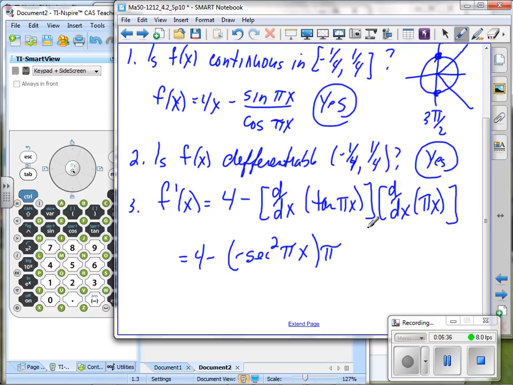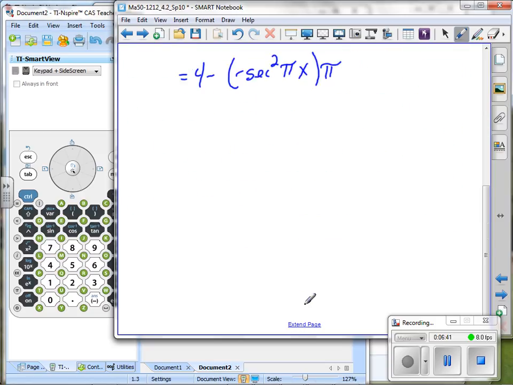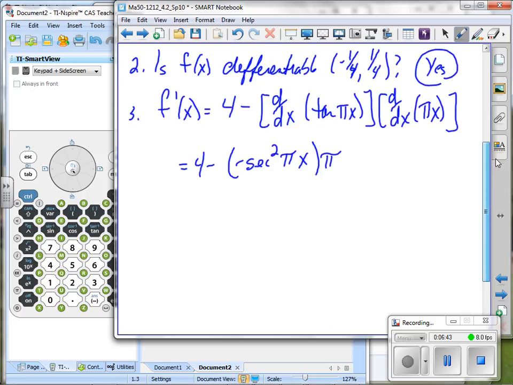Make sure that I'm not racing here, trying to get through this last problem. Yes, Casey, what do you have there? Why is it negative secant squared? Yeah, I was just kind of asking myself that same question.